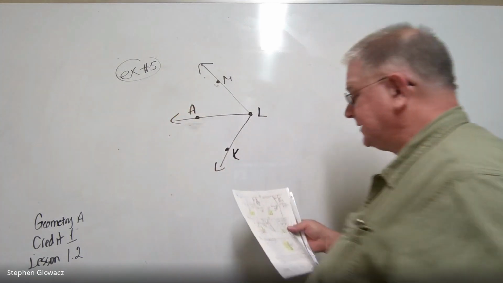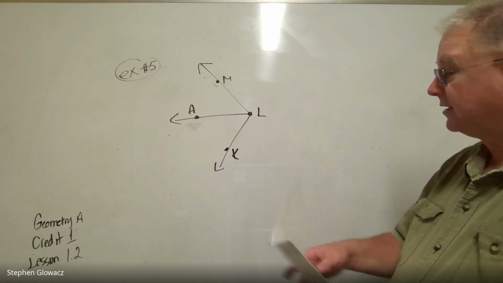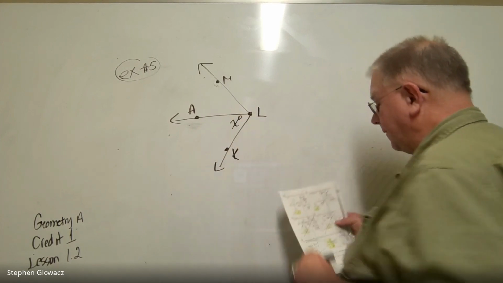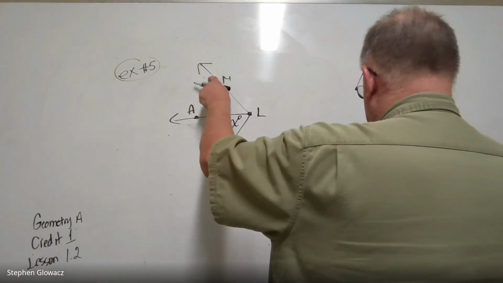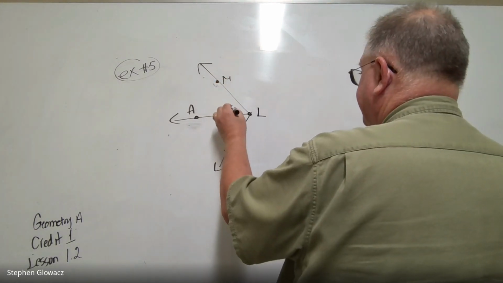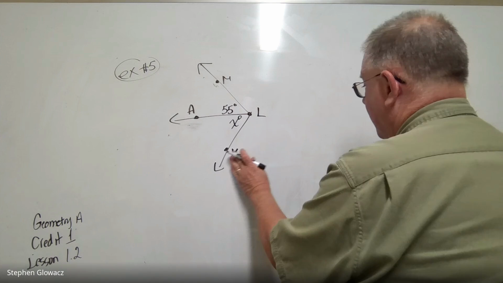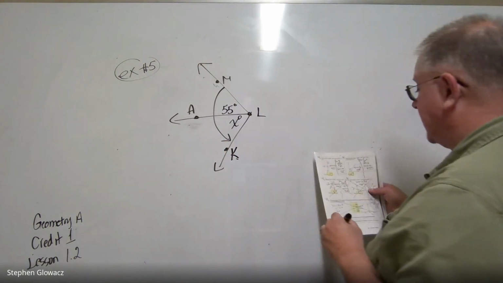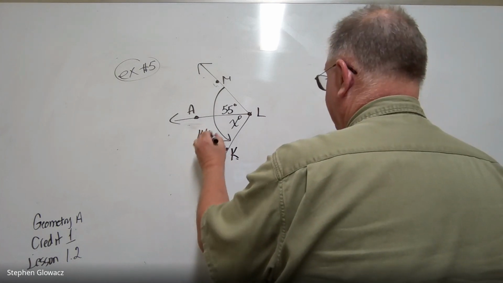Okay, so for number 5, it says find the measure of angle KLA. So KLA is in here. So that's what we're trying to find, so that's where we're going to put the X. And if the measure of angle ALM is equal to 88, so ALM is right here, but instead of 88, we're going to use 55. And the measure of angle KLM is the big angle here. We are told that that measures 158, but in our example, we're going to use 140 degrees.